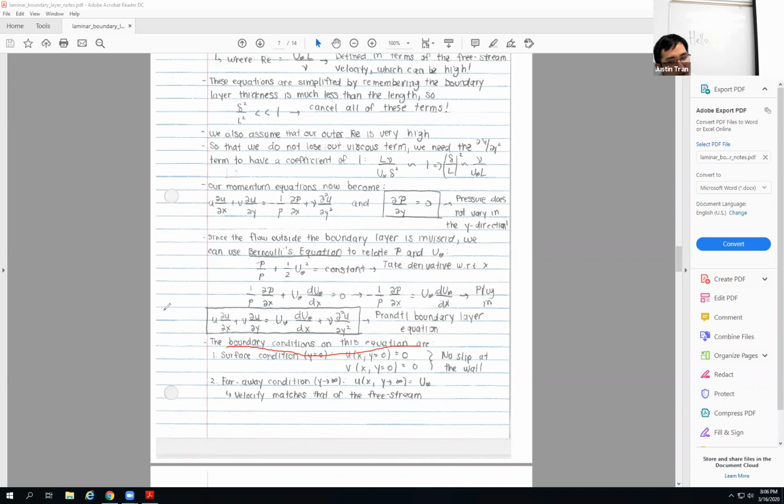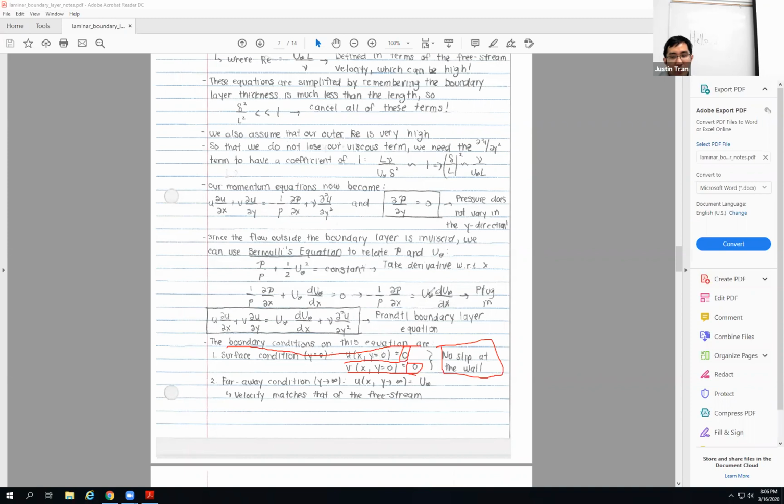Okay? So at the surface, we have our usual no slip condition. So no slip basically means that all the velocity components go to 0. Okay? So now we have 2 velocity components. We have both u and v. Okay? So when you evaluate u and v at y equal to 0, which is going to be at the plate surface or at our solid surface, then the velocity has to equal 0 there. Okay?